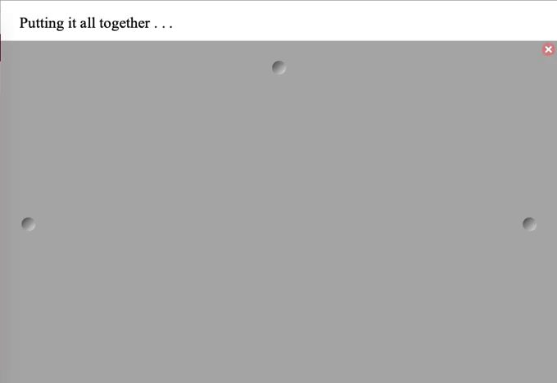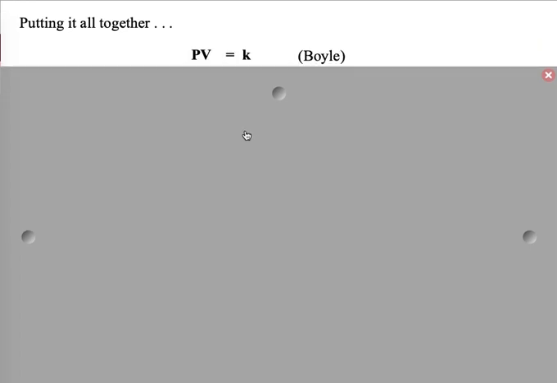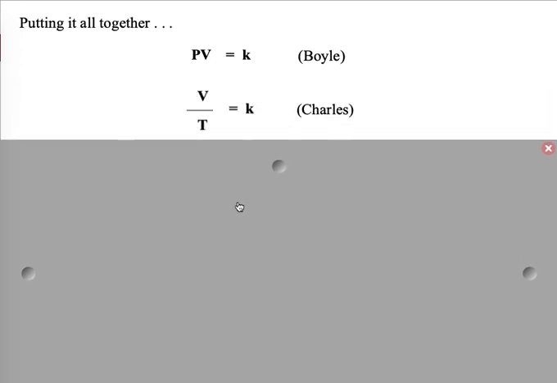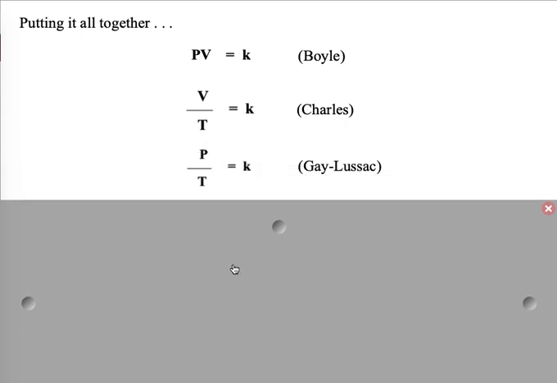Now, let's put everything together. We have 3 gas laws. Boyle's law says the product of the pressure and volume equals a constant. Charles' law says the ratio of volume to temperature is a constant. And Gay-Lussac's law says the ratio of pressure to temperature is a constant.